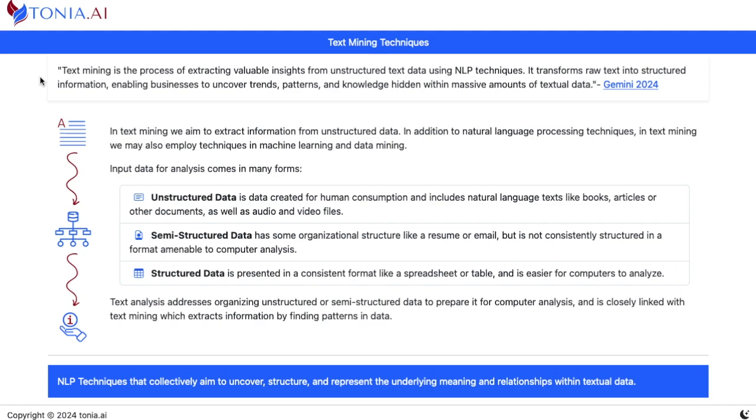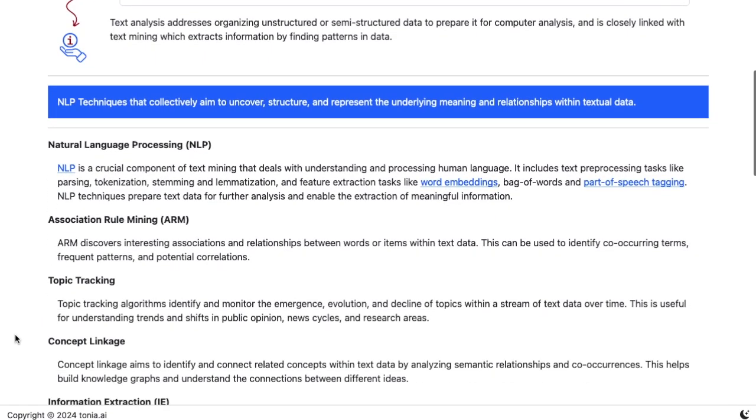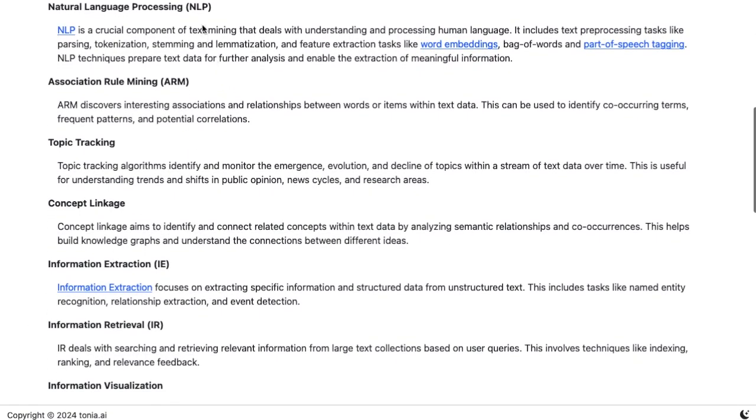So text analysis addresses organizing the unstructured or semi-structured data to prepare it for computer analysis. This is closely linked with text mining, which extracts information by finding patterns in the data. Natural language processing techniques that collectively aim to uncover, structure, and represent the underlying meaning and relationship within textual data include, of course, the natural language processing core algorithms.